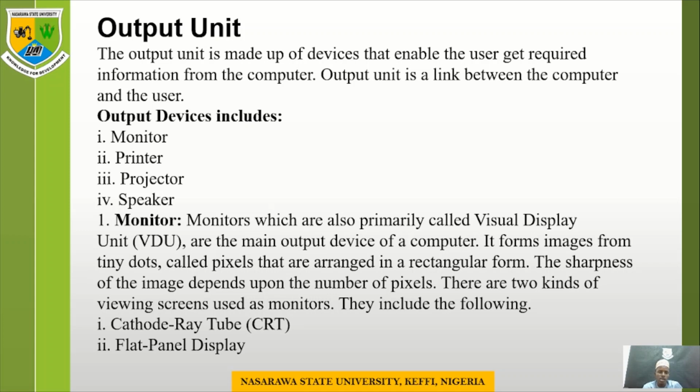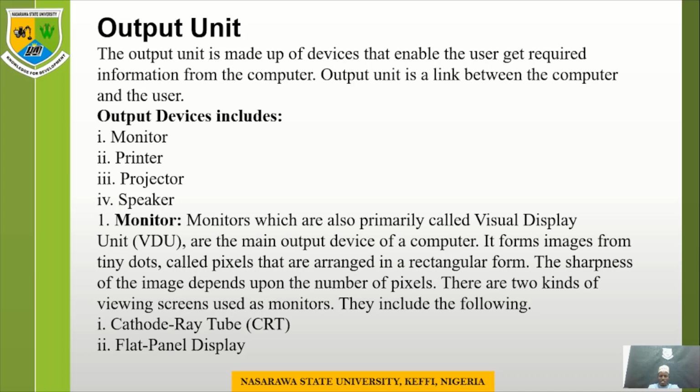So, the output unit. The output unit is made up of devices that enable the user to get required information from the computer. The output unit is used for displaying processed results. Normally, a computer in general is an electronic device that accepts data. So it accepts data through what? Input devices. When you input the data, the computer processes the data. After processing the data, you need your result. So the result is displayed in your what? Output devices. So the output unit is the link between the computer and the user.